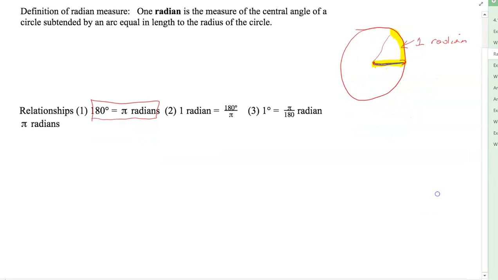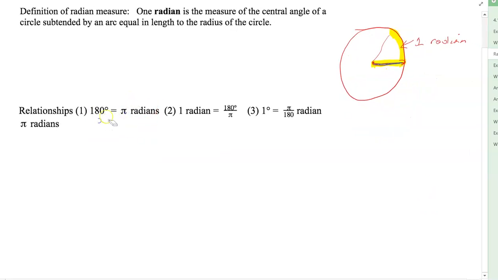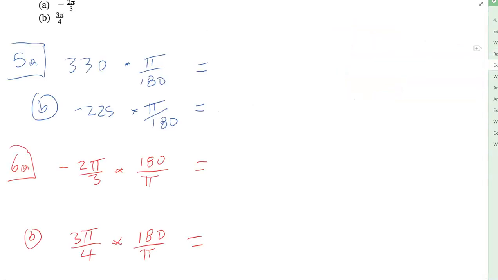Relationships. 180 degrees is equal to pi radians, and 1 radian would be equal to 180 degrees over pi. So 1 degree would be equal to pi over 180 radians. Right? Now let's do some examples.